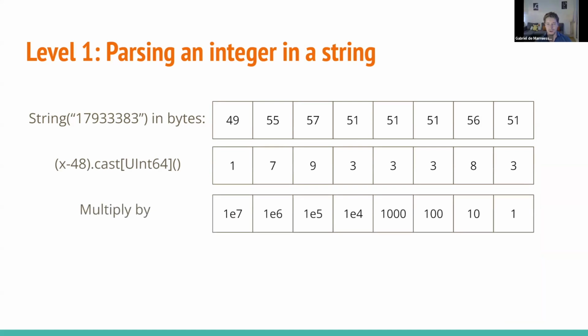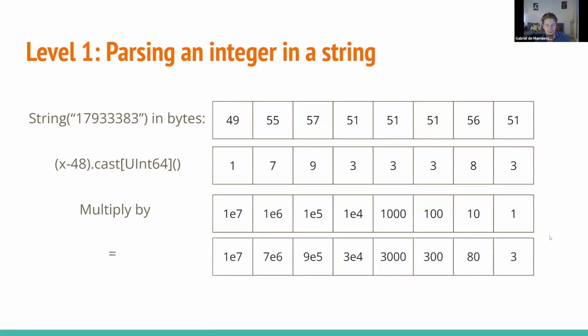Then you can multiply by the powers of 10. So this vector can be computed at compile time. So that's really important. You wouldn't want to do that at runtime. Then you end up with those values, and you can do a reduce add to end up with the final integer that you wanted to parse. So that's one way to parse an integer with very few instructions.